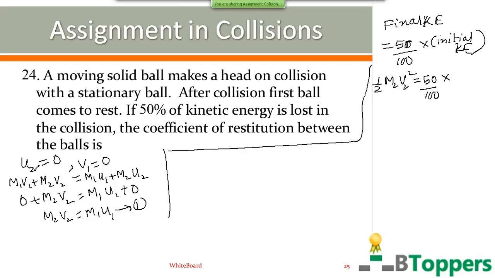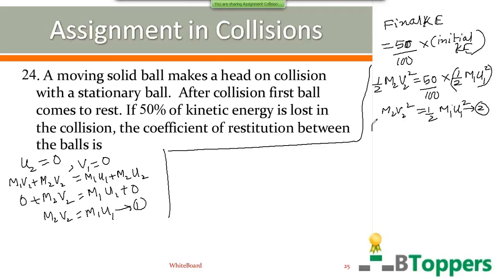The second mass m2 was initially at rest, so its initial kinetic energy was 0. Therefore the total initial kinetic energy before the collision is the initial kinetic energy of m1. So you get half m2 v2 square equals half of half m1 u1 square. This is called equation 2. 50 by 100 becomes 1 by 2.